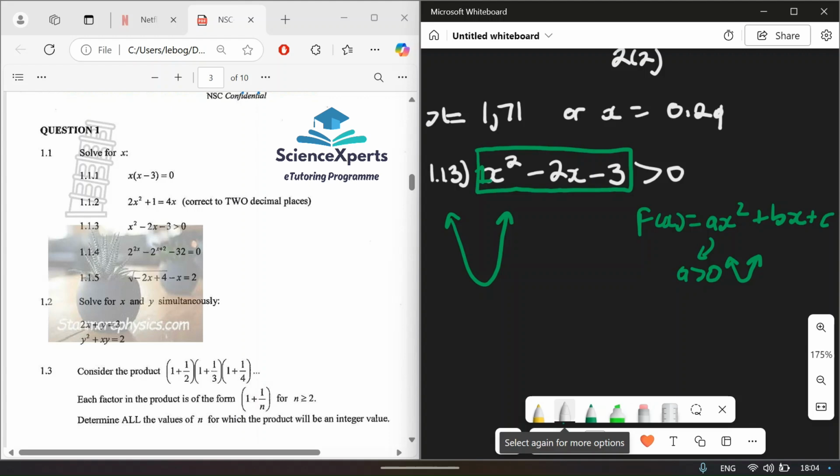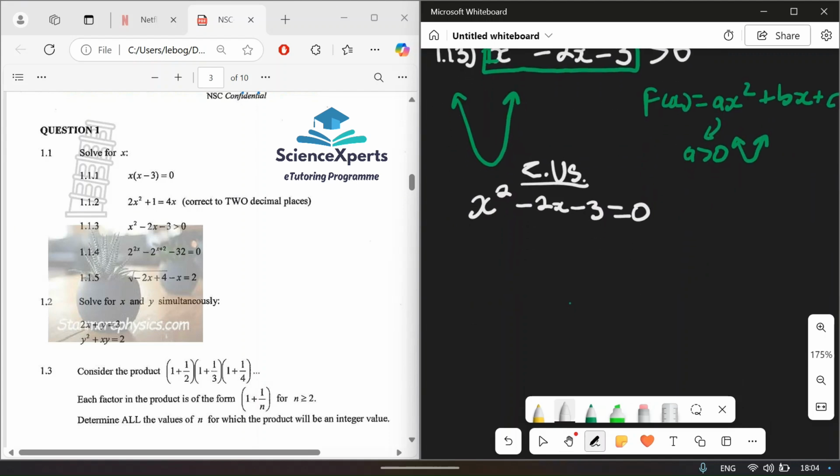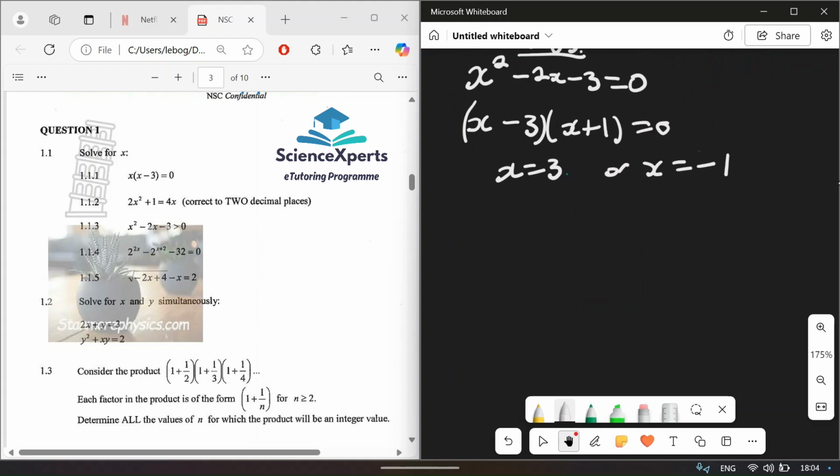So let's find the x-intercepts of this parabola here. For x-intercepts, we should equate the graph to 0, right? So meaning that x squared minus 2x minus 3 must be 0, right? So we are trying to find the critical values or x-intercepts, right? So we need to factorize this. This is going to be x minus 3 into x plus 1 equals to 0. So x will be 3 or x will be negative 1, right? These are the critical values, the x-intercepts, right?